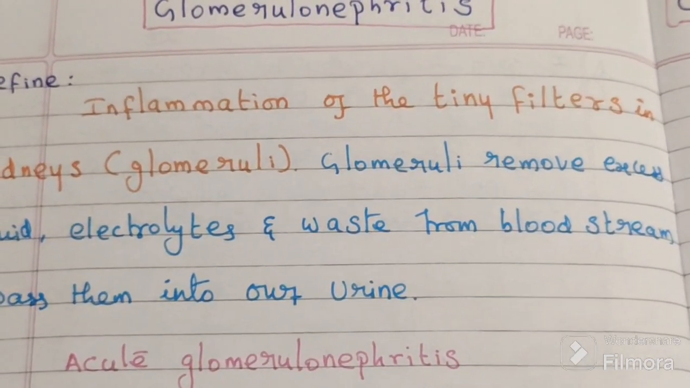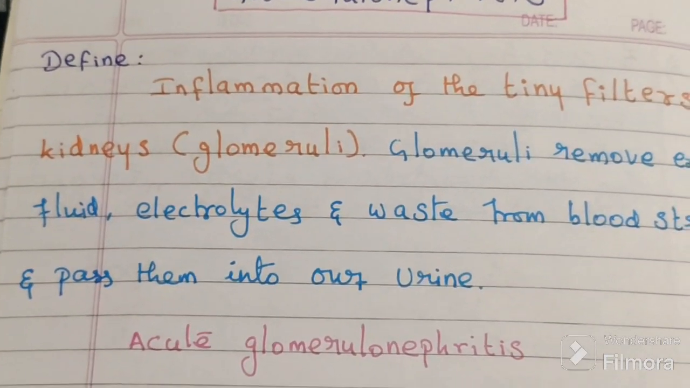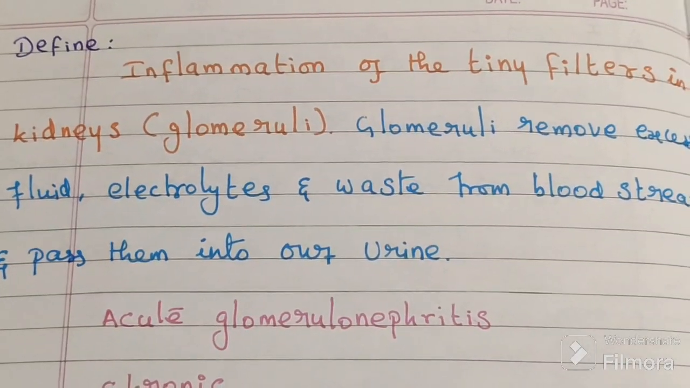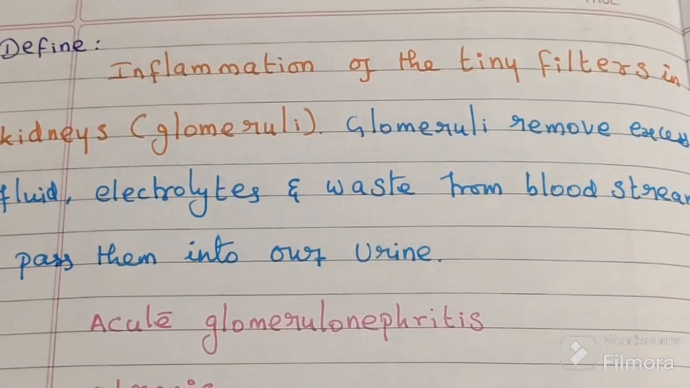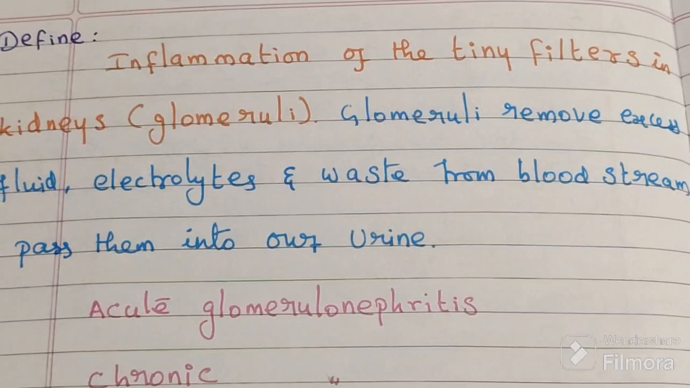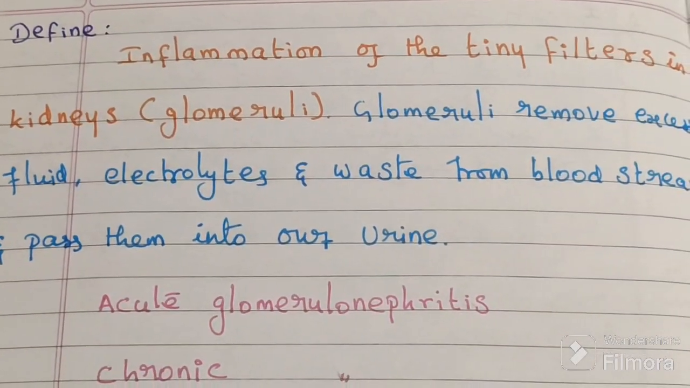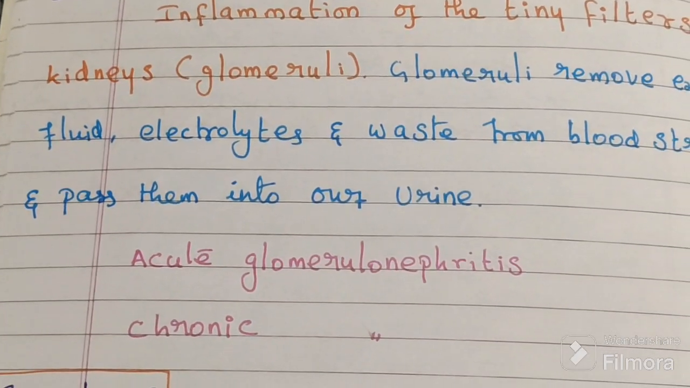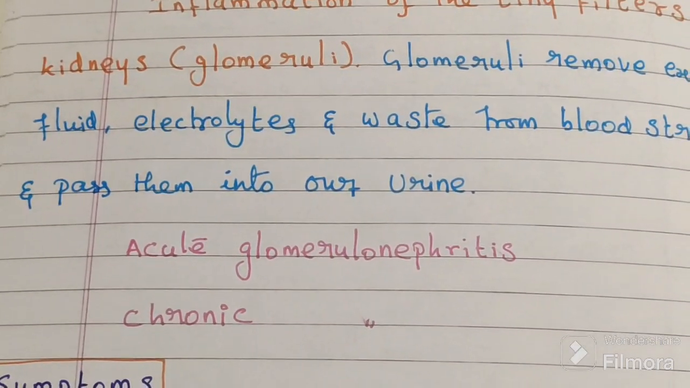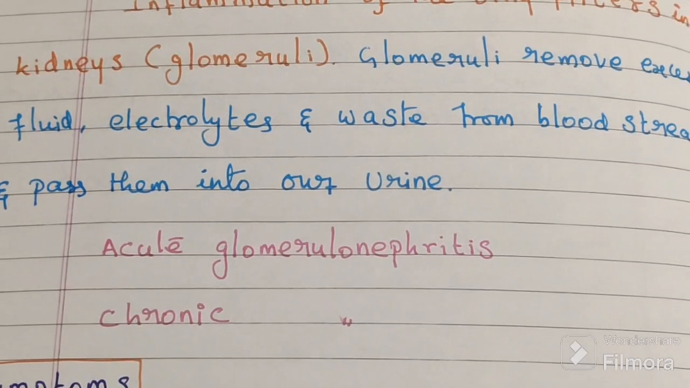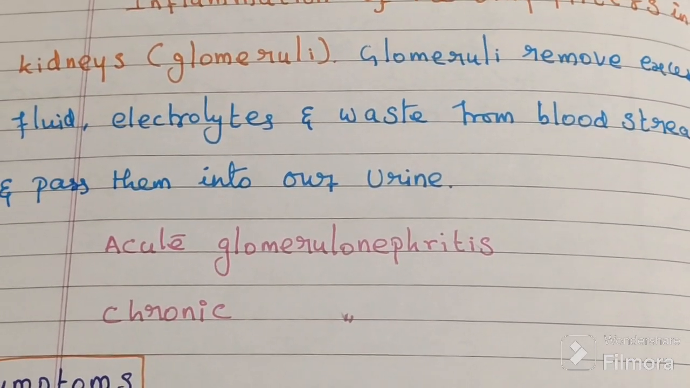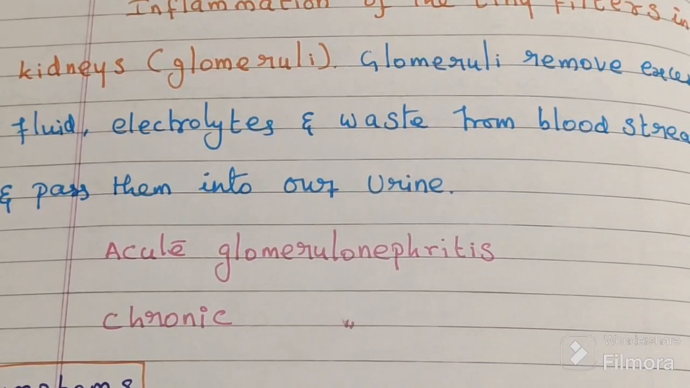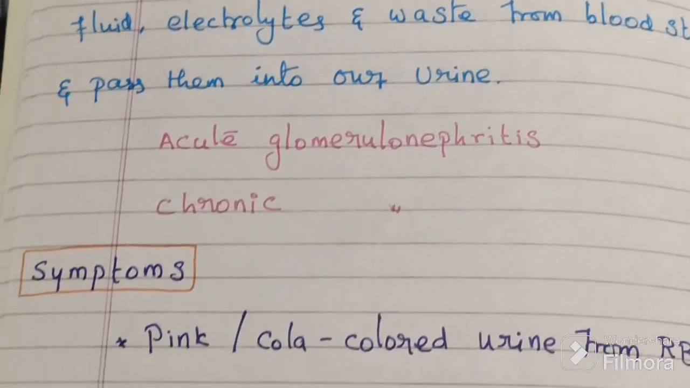These glomeruli remove excess fluid, electrolytes and waste from the bloodstream and pass them into our urine. It has two types: acute glomerulonephritis and chronic glomerulonephritis. Suddenly it will cause us means acute, by gradual it will cause us means chronic.